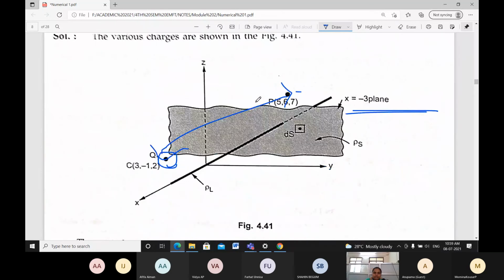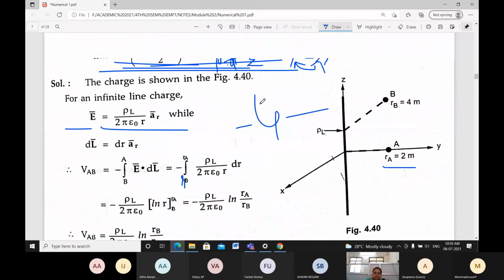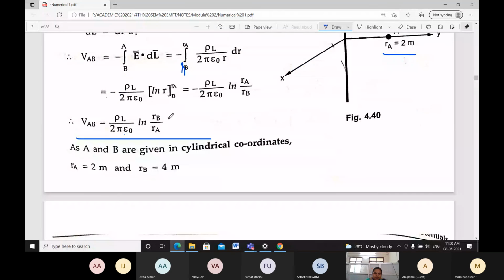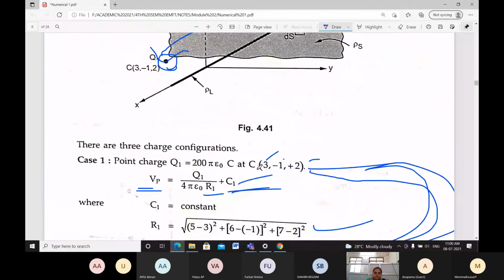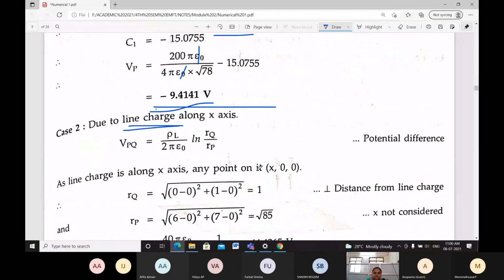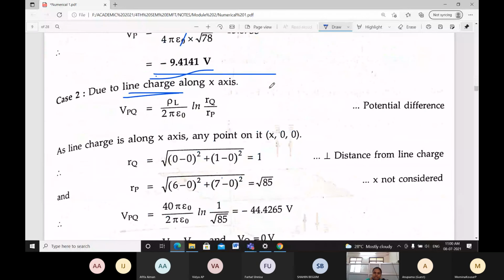Previously we found this in the general form, right? From this equation we are using here. There is an interlink, you just have to remember this. That's it. This is the potential difference equation. Therefore, the line charge is at the x-axis only, so you will be getting a value for x only. Therefore, RQ is going to be what? R will be 0, x is there. Therefore, you will get only 1. This is the distance from the line charge.